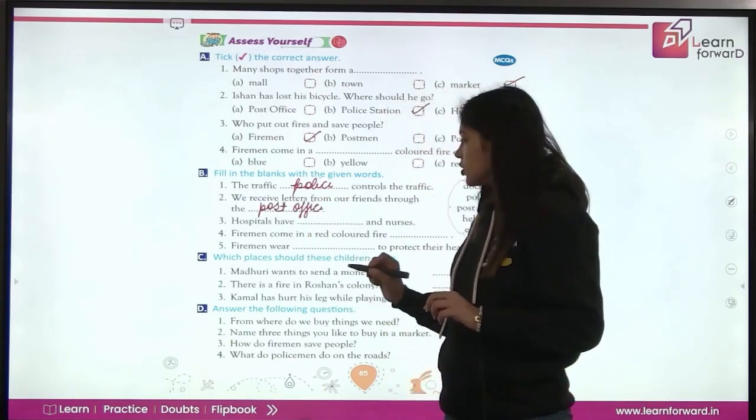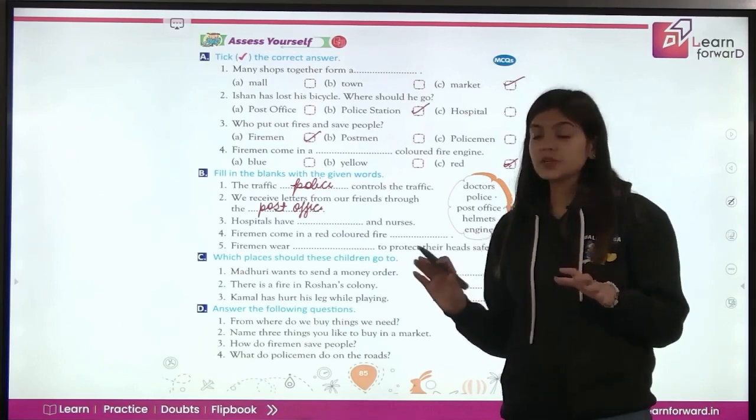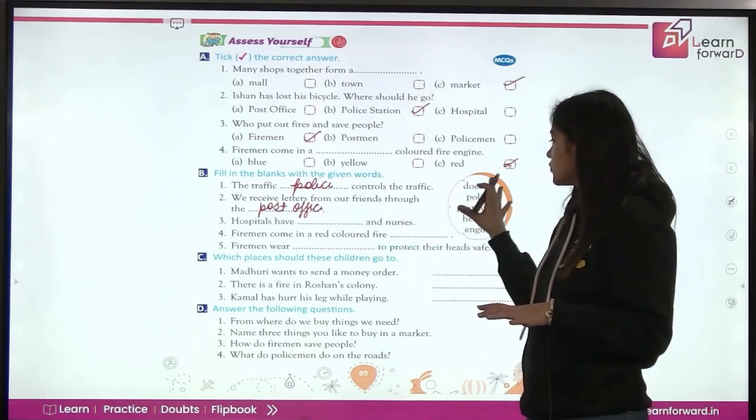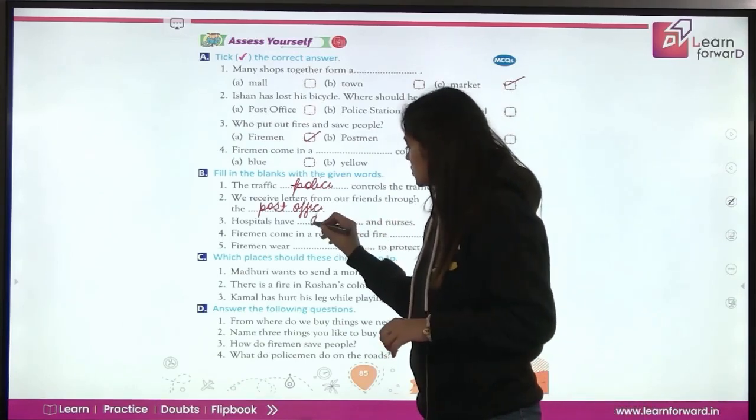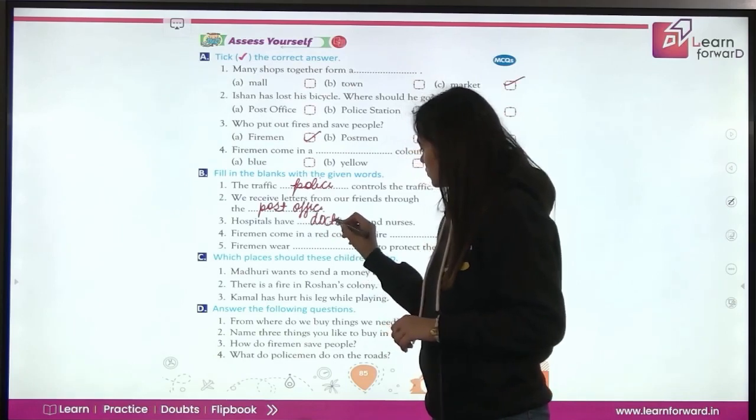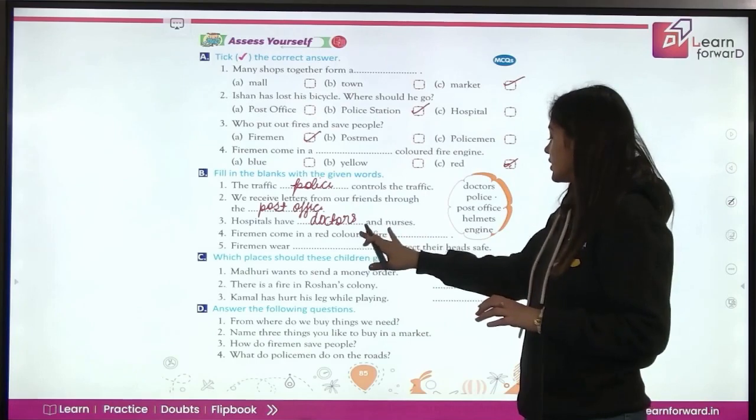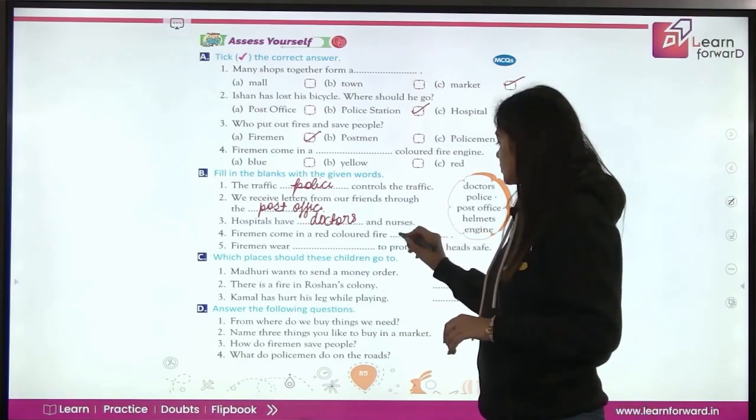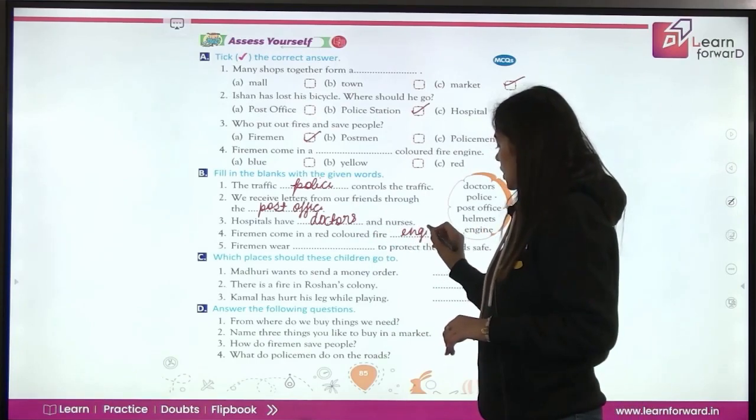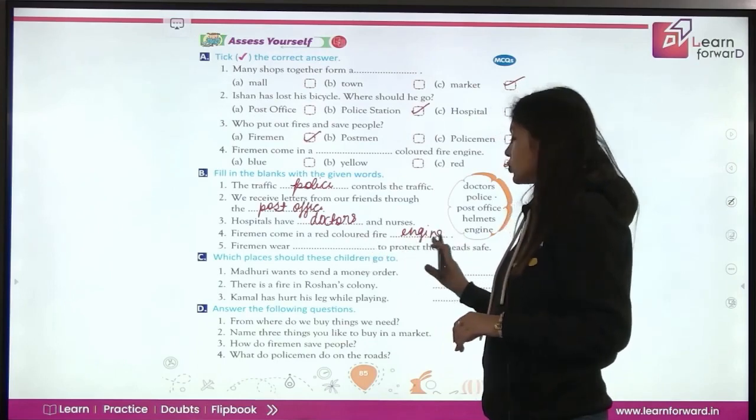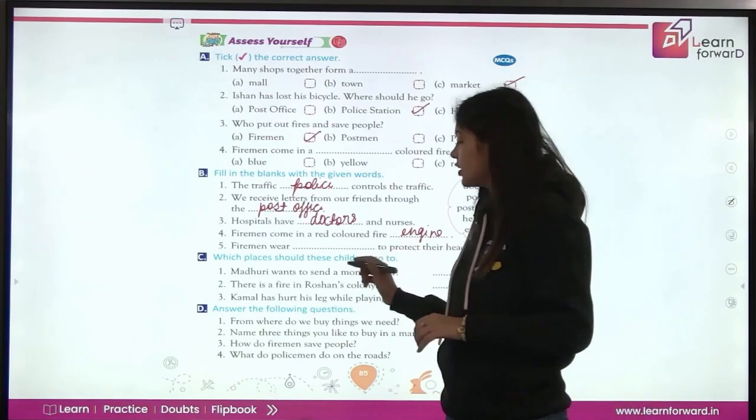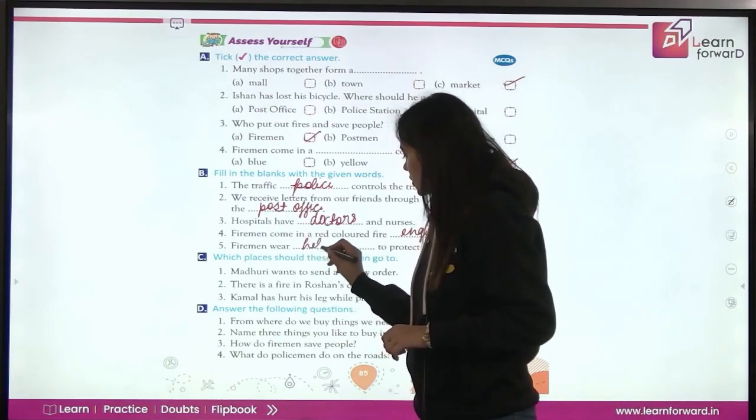Now third, hospitals have doctors and nurses. Firemen come in a red colored fire engine. Now last, firemen wear helmets to keep their heads safe. Firemen wear helmets to protect their head.